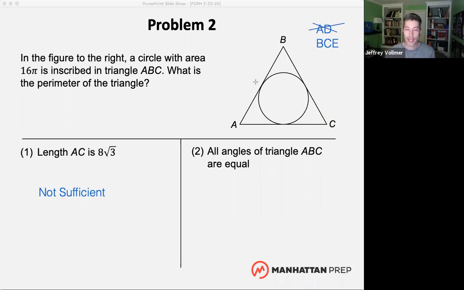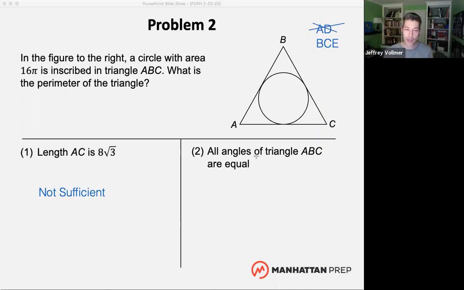Yeah, so again, they can give you a shape like this and it kind of looks like an equilateral triangle, and I'll be very honest, when I created it, I tried to make it an equilateral triangle, but just because it looks like one doesn't mean it is one. And that should inform you when you move to statement 2, and statement 2 tells you, oh yeah, all of the angles are equal, which means this is an equilateral triangle. And so if you assumed it was before, now that you know it is, we should be able to back up and be like, oh, maybe I'm not supposed to assume that.